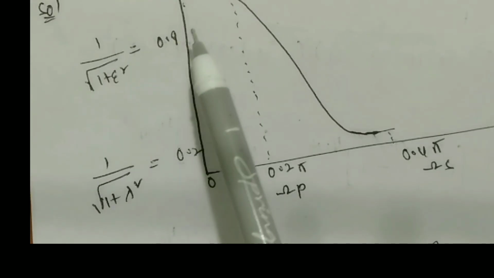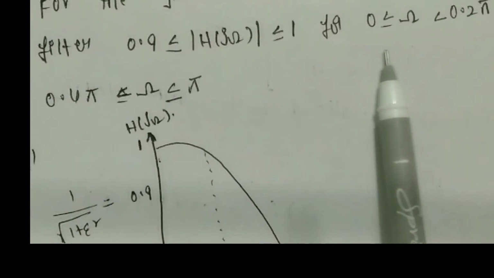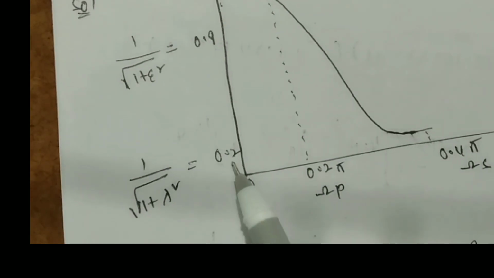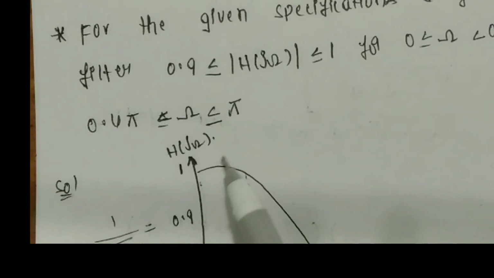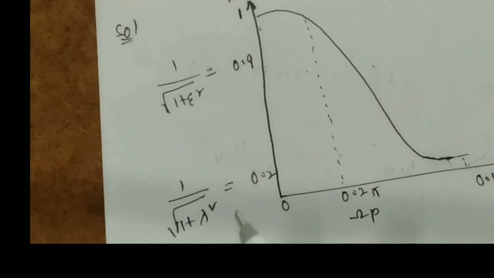So 0.9 may be the maximum allowable value, so it can be 1 by root of 1 plus epsilon square. Now the same, he has given that the |H(jω)| value is less than 0.2 when omega is in the range 0.4 pi to 0.5 pi. So this will be the 1 by root of 1 plus lambda square value. So now from here, you can extract the data.